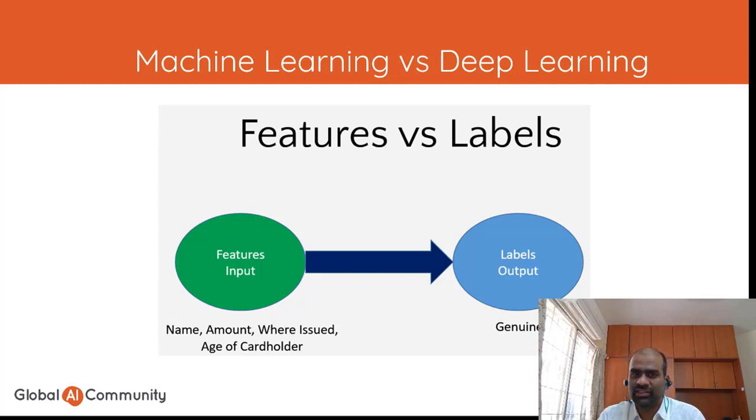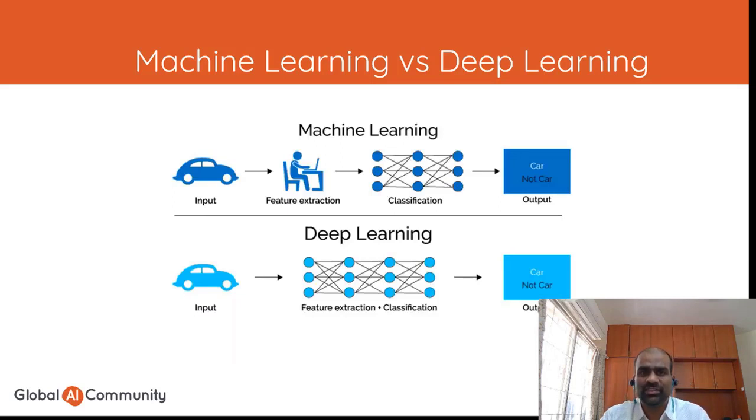So okay, features is the data we are going to manipulate, and label is the data we are going to get. Okay, right, fine. So remember that: features and labels. Okay, next thing. So what's the difference between machine learning versus deep learning? Okay, now we are getting there.